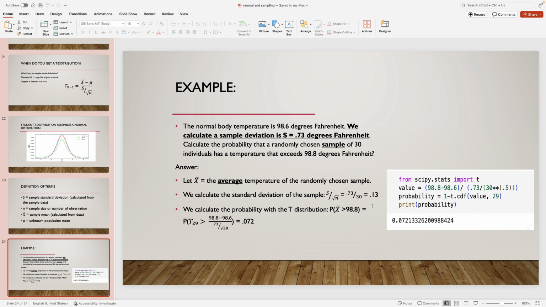Now, we calculated this probability in Python from the stats package, and we calculated the probability the t-distribution exceeded this value. This is exactly what's here. And we used the complement rule for the t-distribution because I used the cumulative distribution function. The cumulative distribution function is always less than or equal to, so I did 1 minus it to get the larger than probability, and this 29 is the degrees of freedom. That gives me the 7.2%.